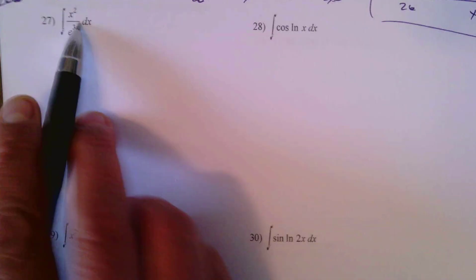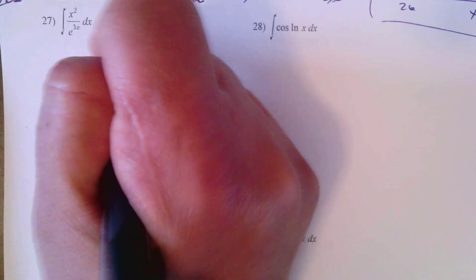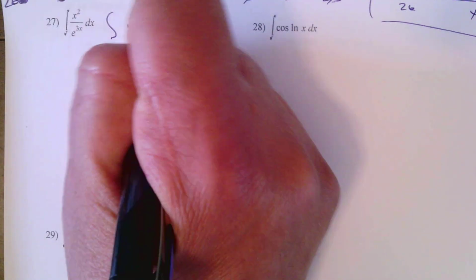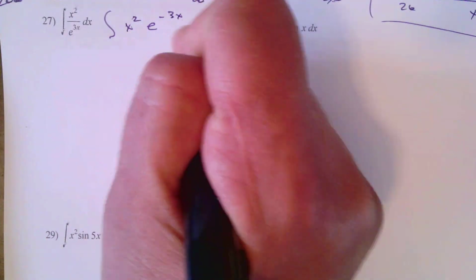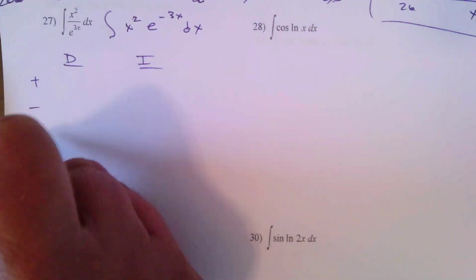27. So this one has the e to the 3x on the bottom. It's x squared. To start out, maybe we should rewrite this x squared e to the negative 3x dx. Set up our columns, d and I, plus, minus.